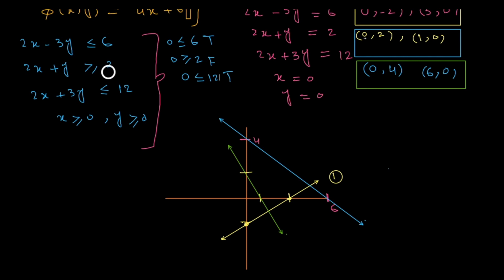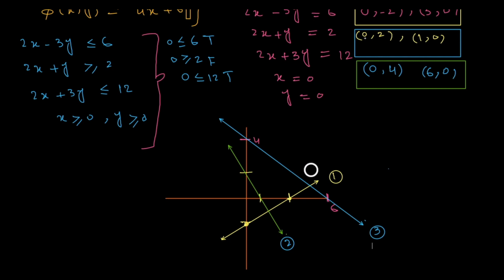So what is our first line? This was our first line, this is your second line, and this is your third line. Okay, so the first and third have their solution towards the origin. This is your first line, and this is your third line. They have solutions towards the origin.